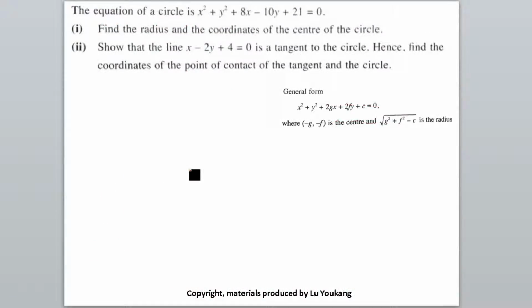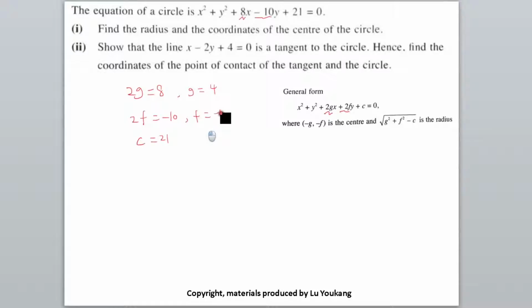Now let's come to the next question. This question again is about the equation of a circle and is given x squared plus y squared plus 8x minus 10y plus 21 equals 0. First, let's take a look at the general form of the equation of a circle. This is the second general form of the equation of a circle. So if you compare term by term, you should see 2g equals 8, 2f equals minus 10, and your c is 21.